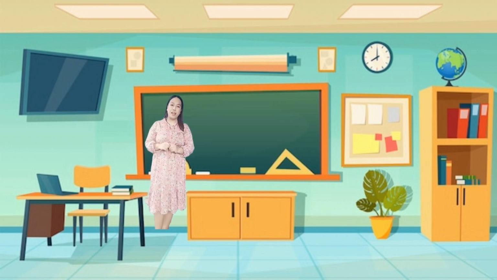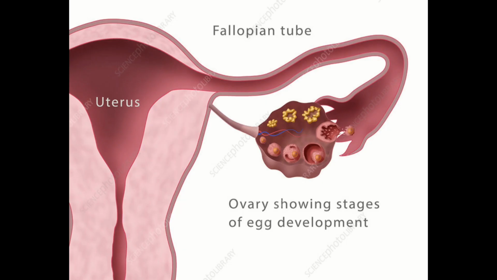So the first function is to produce female sex cells, the egg cell, and it is produced in the ovary. The number of egg cells continuously decreases as the woman's age increases. During fetal development, there are 6 million egg cells, but after giving birth, the number becomes 1 million, and when a woman reaches puberty, there are just 300,000 egg cells left.